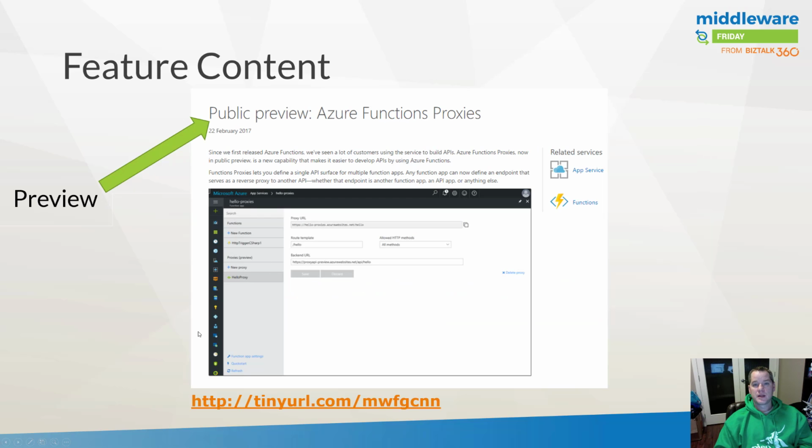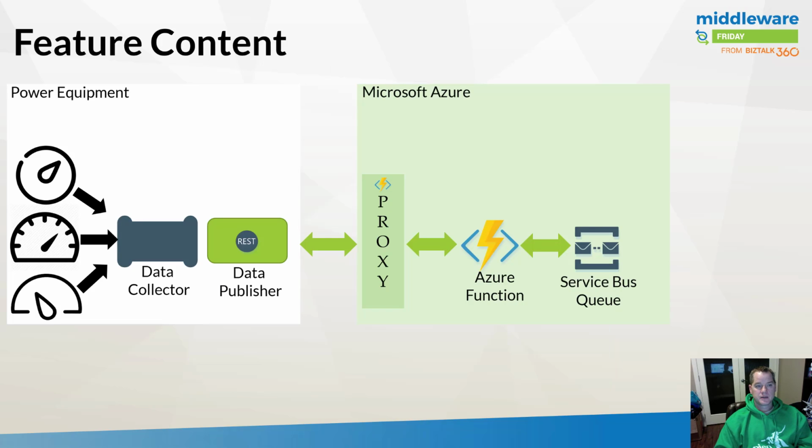I just want to call out that this is a public preview feature, so mileage may vary. You can expect some changes as this feature gets rolled out and moves towards general availability. Here is a solution architecture diagram, fairly similar to the one that we showed last week. The difference is that now we have this Azure Functions proxy sitting here instead of the Azure API management layer.